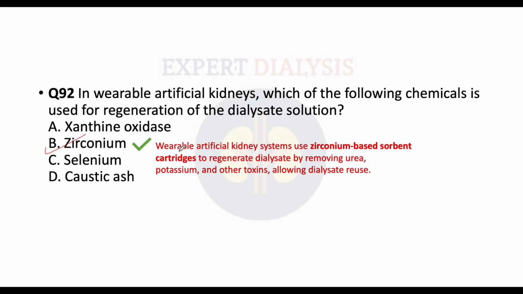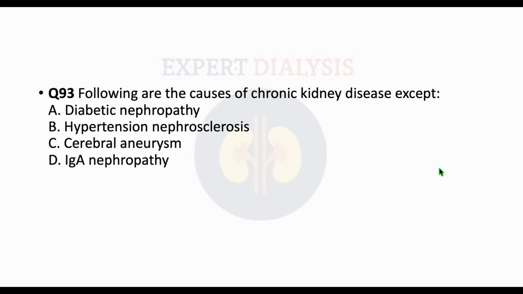So why is zirconium the answer? Because wearable artificial kidney systems use a zirconium based sorbent cartridge to regenerate dialysate by removing urea, potassium, and other toxins, allowing dialysate reuse.